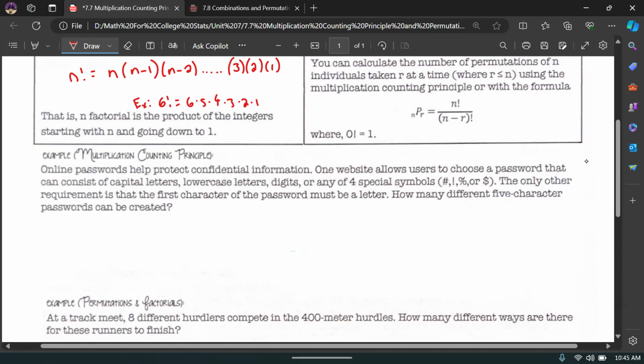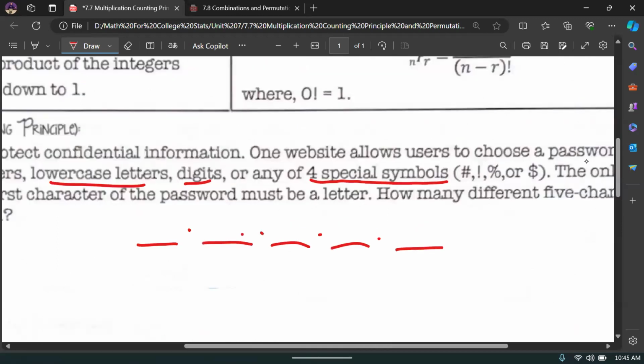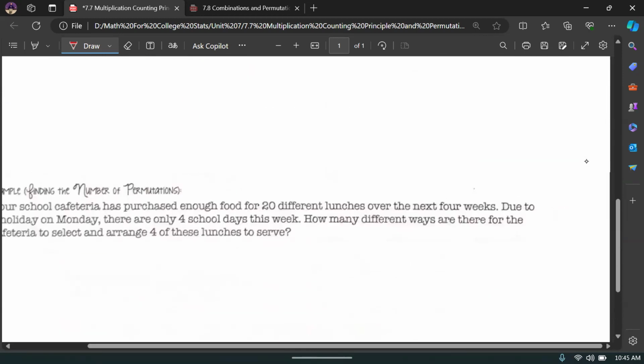Now, the way I would look at this is, we're making a password, 5 characters, 1 times 2 times 3 times 4 times 5. Remember, we can use capital letters, lowercase letters, digits, or any of the four special symbols. Now, the first one has to be a letter. But it doesn't say if it had to be a capital or lowercase letter. So if it could be either capital or lowercase, that would be 52 possibilities.